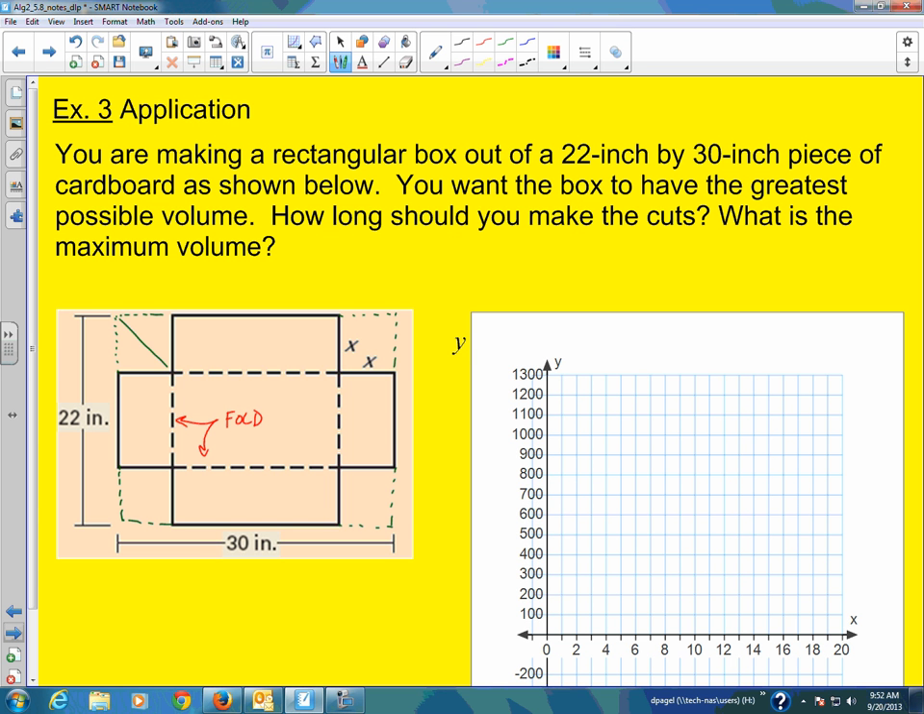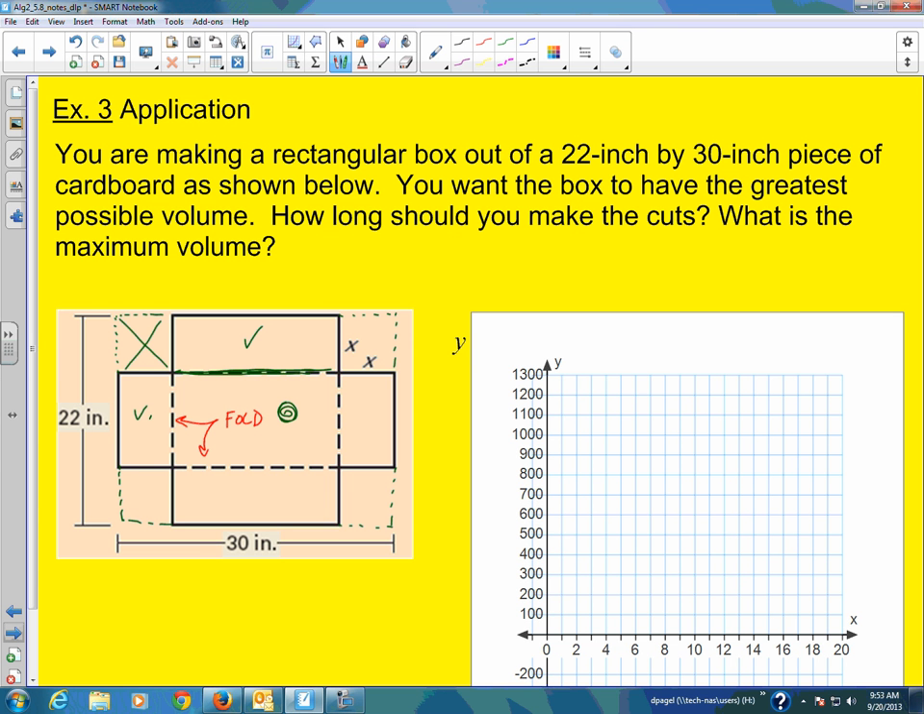We had to remove these corners on the side so that I can create these little wings, if you want to call them, that fold up and become the height of the box. So you can imagine, for example, this piece right here folding along this line and becoming the height portion of our box. So this area here is like the bottom of the box.